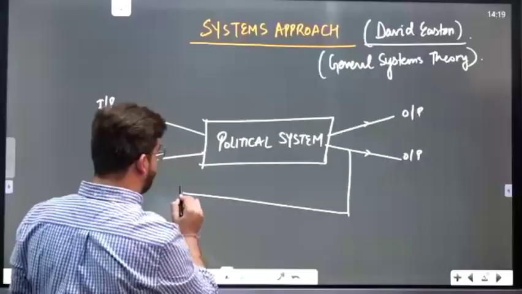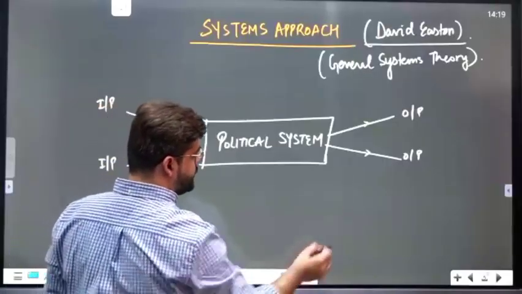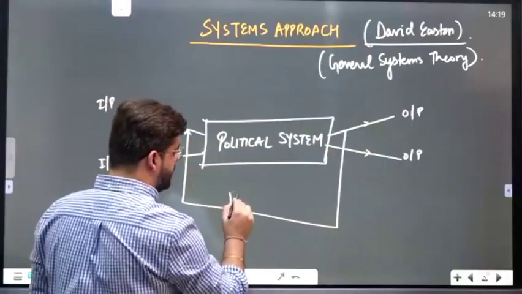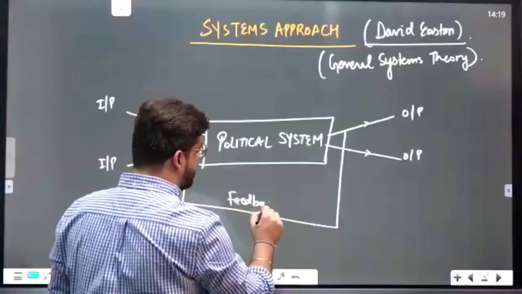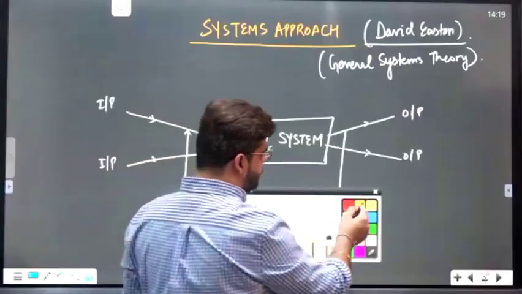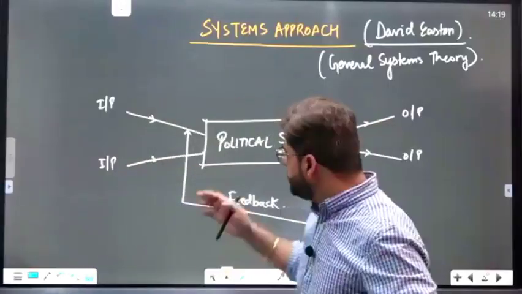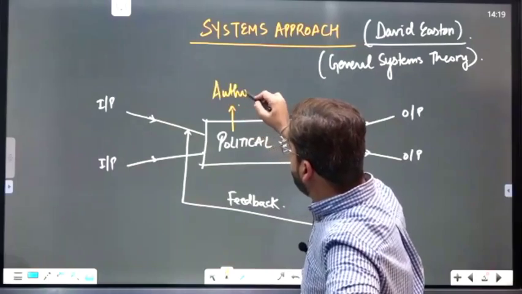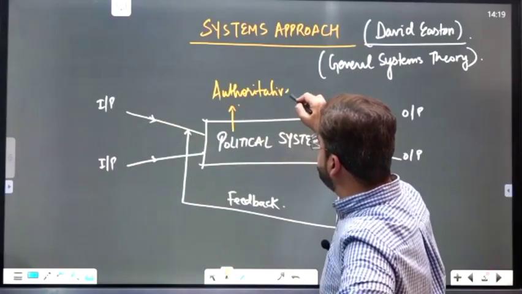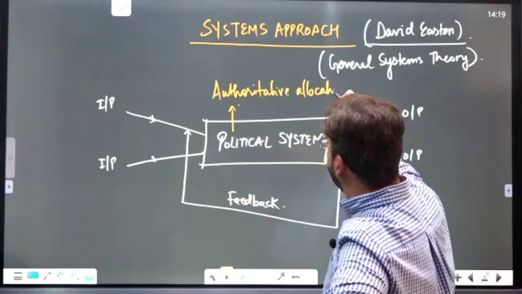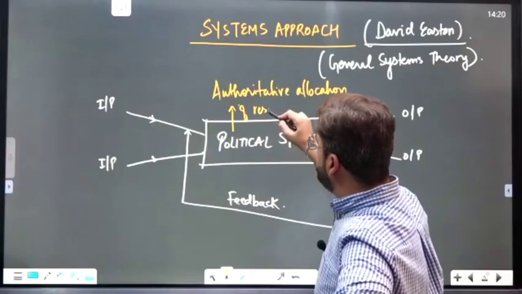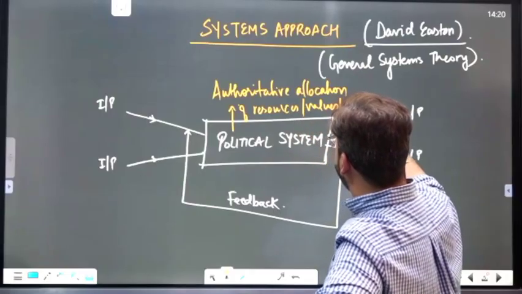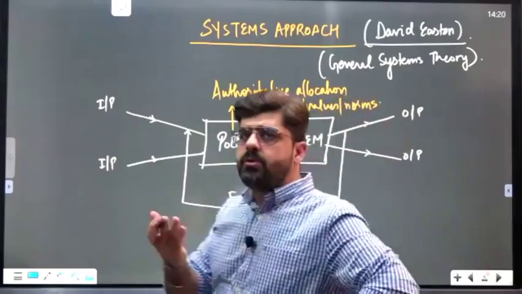What happens is that he is trying to create a system in which he is telling us how you have to look at things in an impartial, scientific manner. He says you go to any country, you will find that this political system is going to play a role which is authoritative allocation of resources, of values, of norms, whatever be the case. Resources is distributive justice.